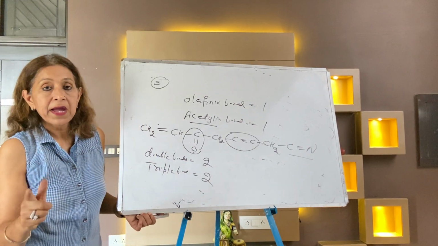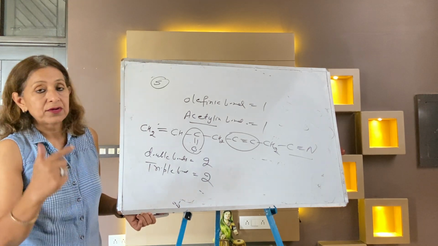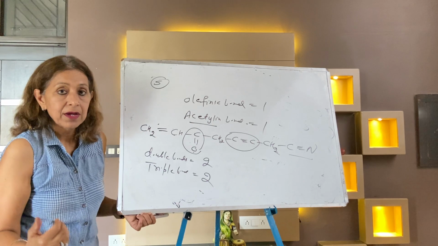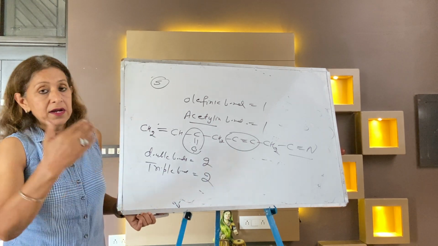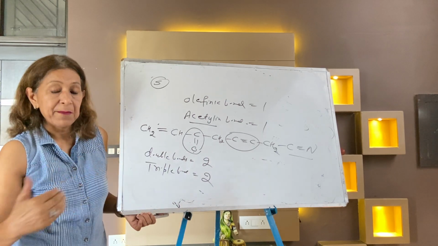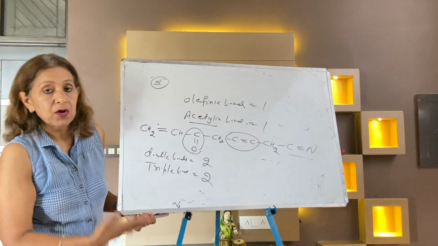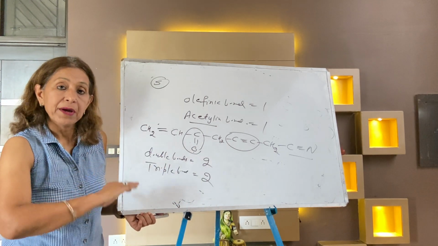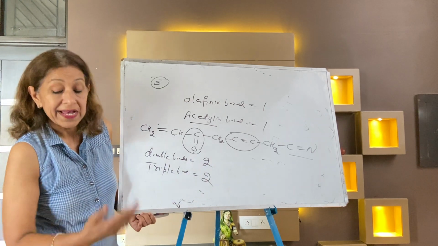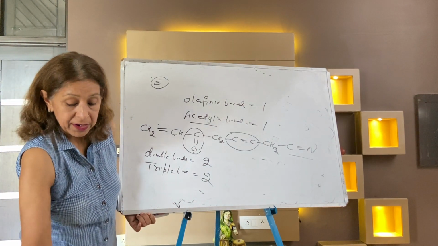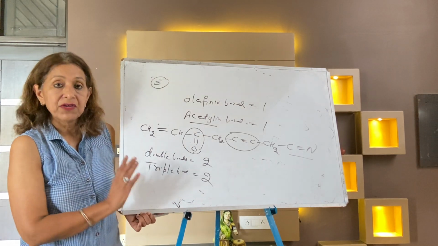Counting sigma and pi bonds. Counting angles: 109 degree, 120 degree, 180 degree. Counting primary, secondary and tertiary carbon, as well as primary, secondary and tertiary hydrogen. Identify whether the structure is planar or non-planar. How many double bonds, triple bonds, olefinic bonds and acetylenic bonds. I think these are the 5 types of MCQ tips I have given to you.